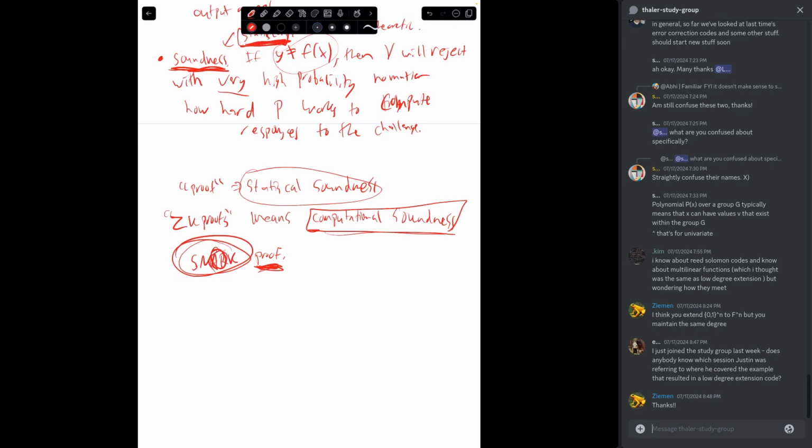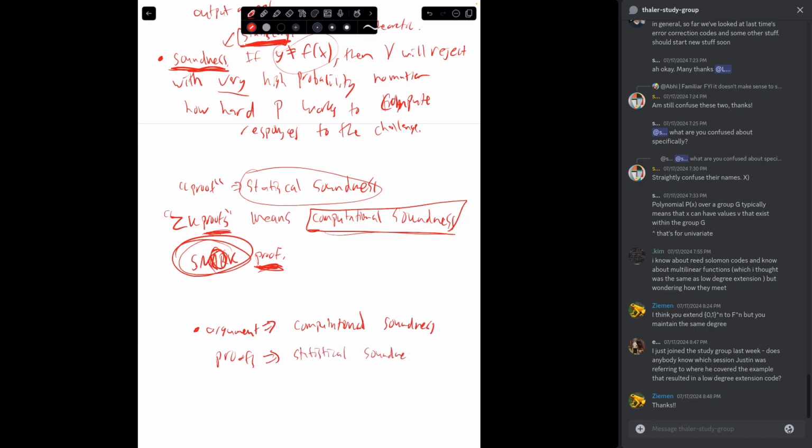Unfortunately, in the research literature, it's pretty mixed up. Some people will just say ZK proofs, and they really could mean either statistical or computational soundness, and you have to keep reading well into the paper to figure out which one they mean. But really, arguments should refer to computational soundness, and proofs should refer to statistical. Again, people don't really stick to that.